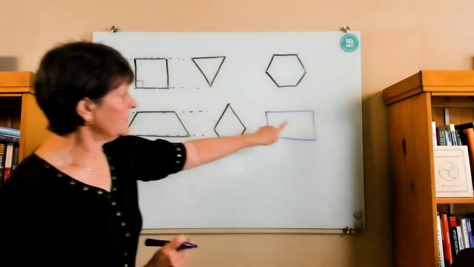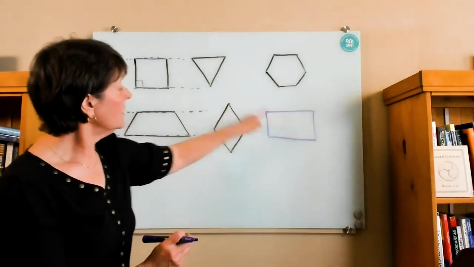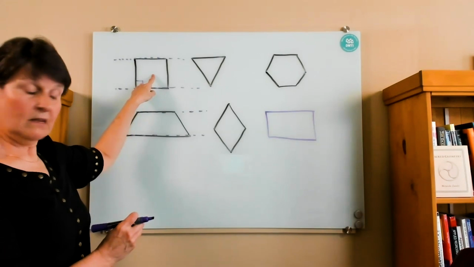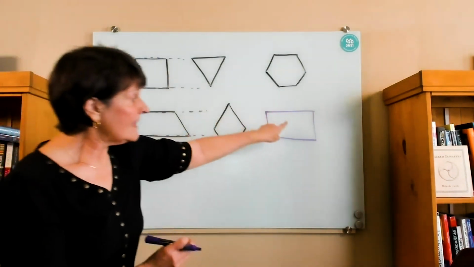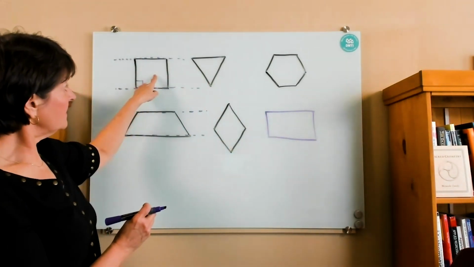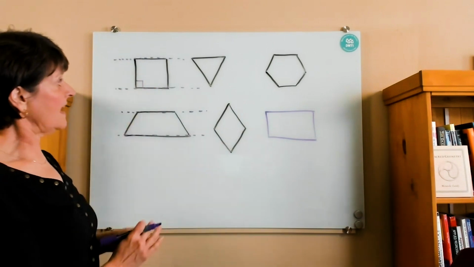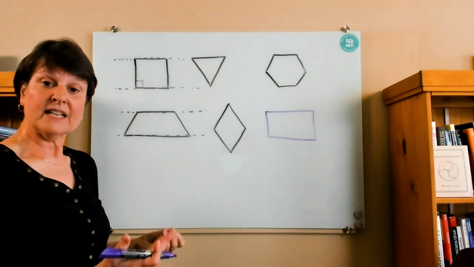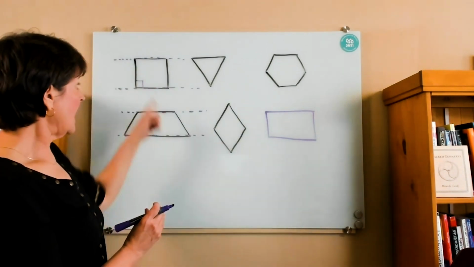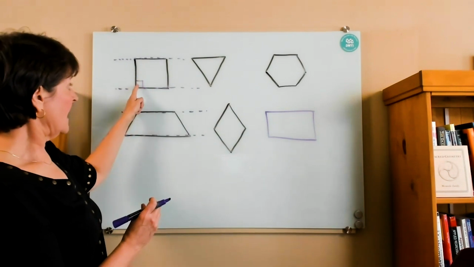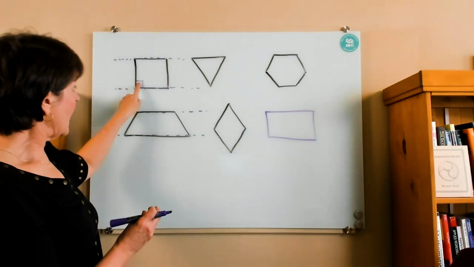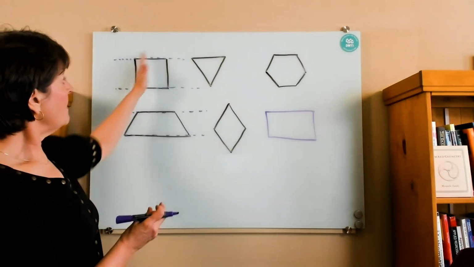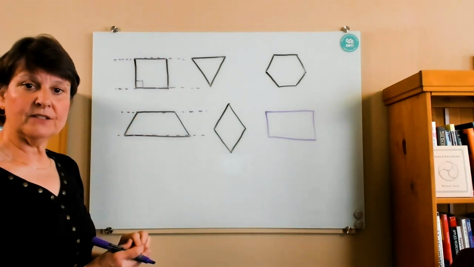Coming back to this rectangle and this square, is a square a rectangle? And asking that question, again, what's the same, what's different, we get at that idea that a square is a special rectangle. It has those four sides, it has those four square angles or corners, but what makes it special is all those sides are the same.